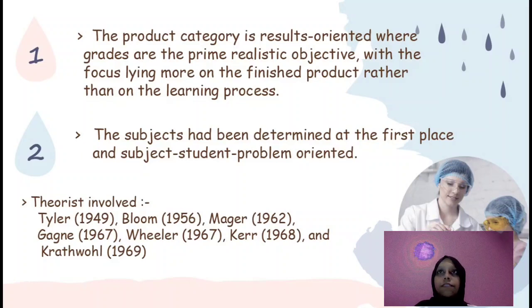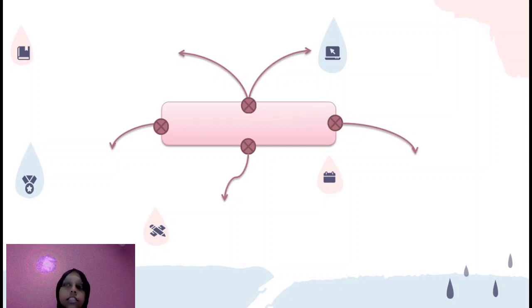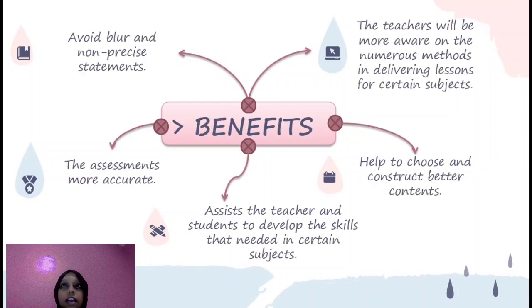The subjects have been determined in the first place by the teachers or the authorities, and the classroom is subject-student problem oriented. The theorists involved in this objective model are Tyler, Bloom, Meagher, Gagne, Wheeler, Kerr, and Cretewell. So why do we use this objective model? Because there are a lot of benefits actually.